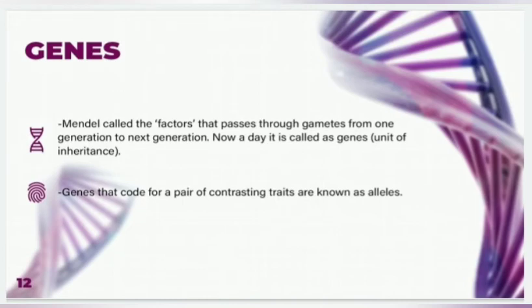Genes. Mendel called them factors that pass through gametes from one generation to the next generation. Nowadays they are called genes, the unit of inheritance. Genes that code for a pair of contrasting traits are known as alleles.